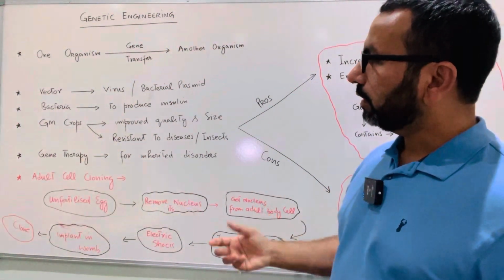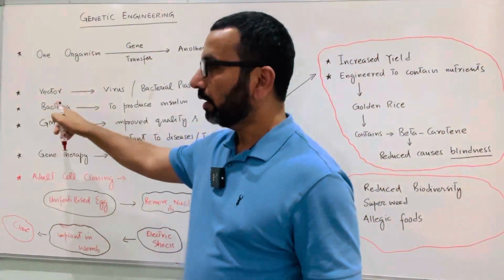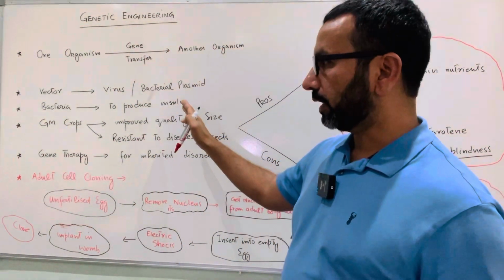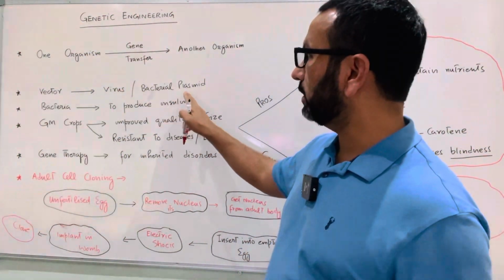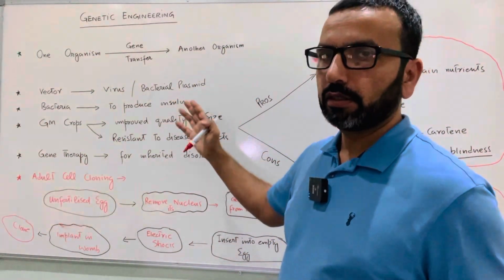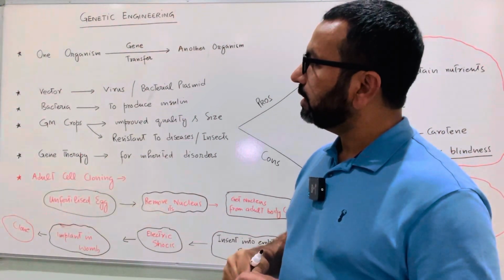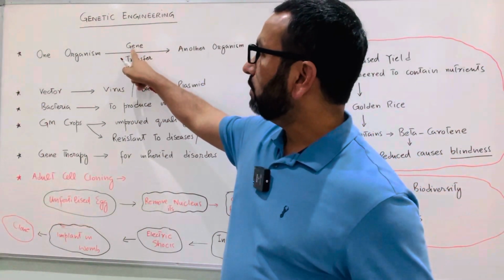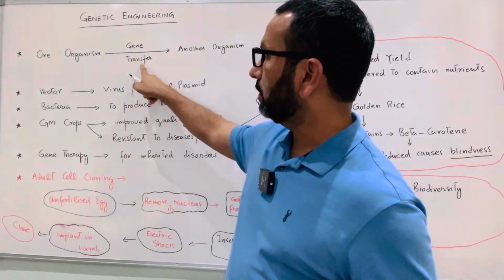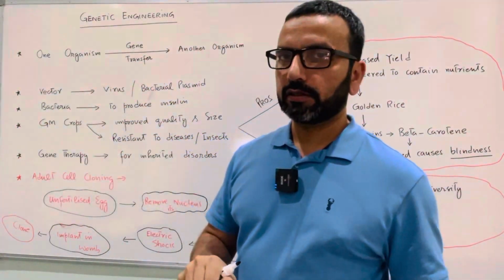So, first of all, there is another term which is called vector. We have two examples of vector. One is virus and the other one is bacterial plasmid. So, vector is an intermediate where a gene which needs to be transferred is inserted into a vector.